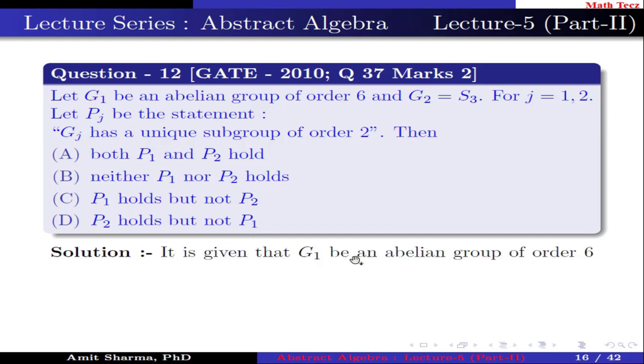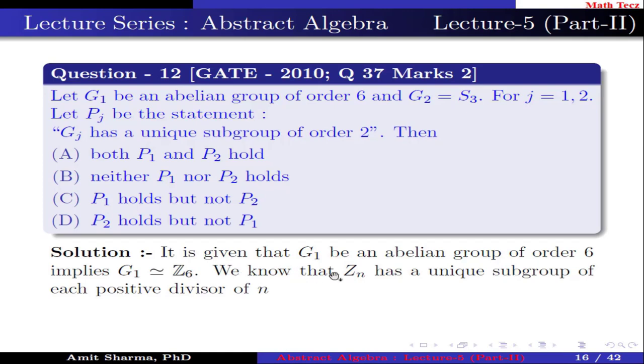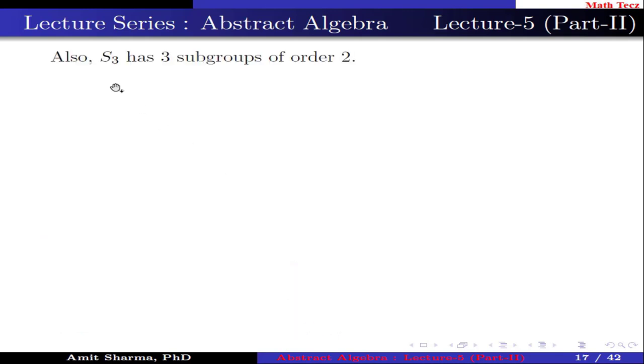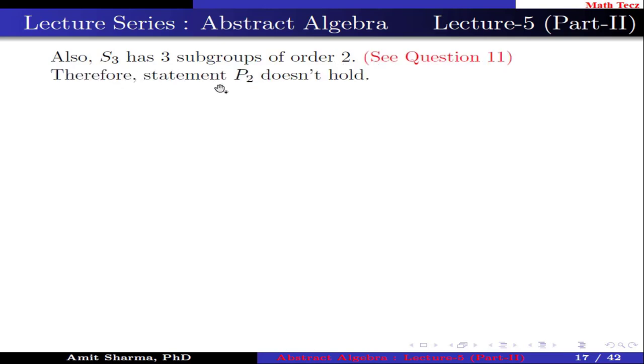It is given that G1 is an abelian group of order 6. This implies G1 is isomorphic to Z6. We know that Zn has a unique subgroup for each positive divisor of n. This implies Z6 has a unique subgroup of order 2, as 2 divides 6. Therefore, the statement P1 holds. Also, S3 has 3 subgroups of order 2. For more details, see question number 11. Therefore, statement P2 does not hold. Hence, option C is true.